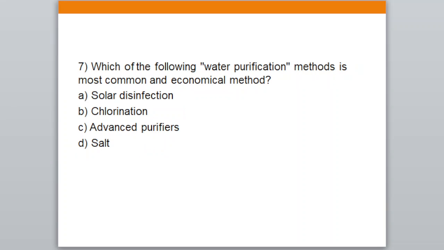Question number 7. Which of the following water purification method is the most common and economical method? Option A. Solar disinfection, B. Chlorination, C. Advanced purifiers, and D. Salt. Your correct answer is option A. Solar disinfection, economical method.